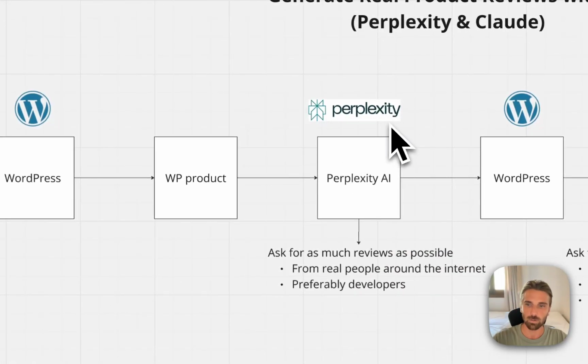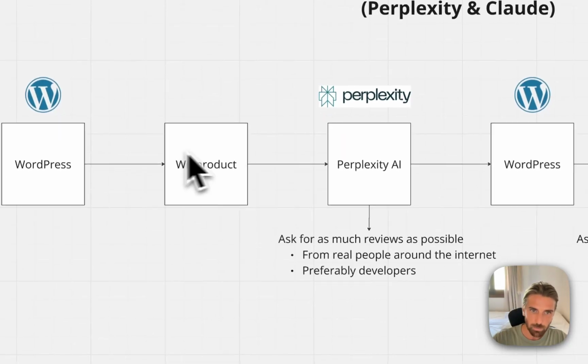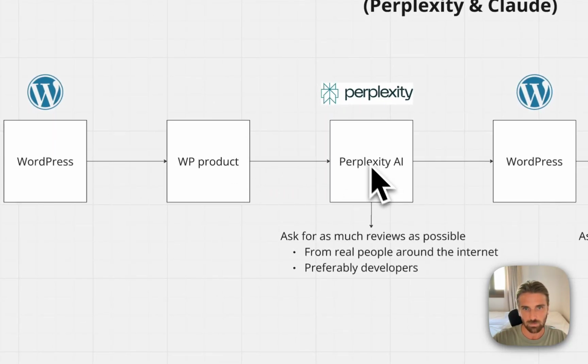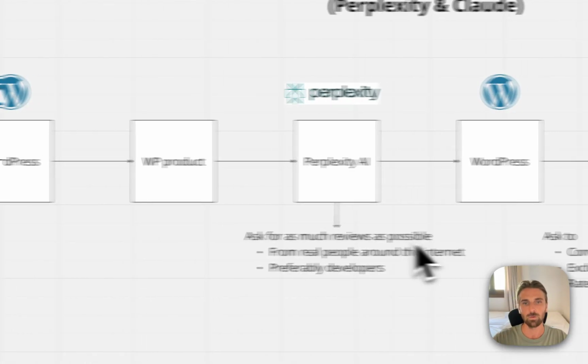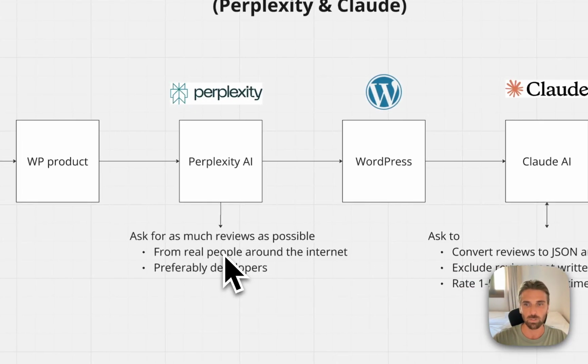language model that is also connected to the internet. It's super, super cool. And then I ask for as many reviews as possible about this product. So I give it the title of this product in the prompt, and then I'm asking for as many reviews as possible. And later in this video, I'm going to show you the actual prompt. And then I ask for reviews from real people around the internet, and preferably developers, because this webshop is about developers. And then this returns information back to WordPress.